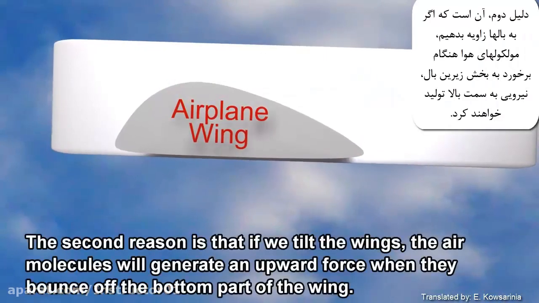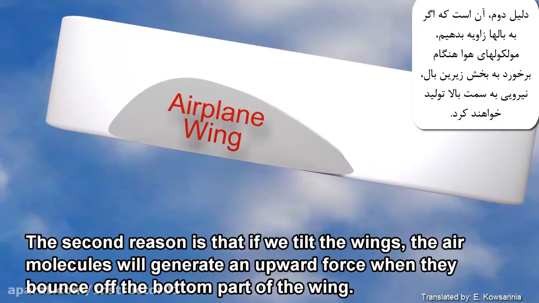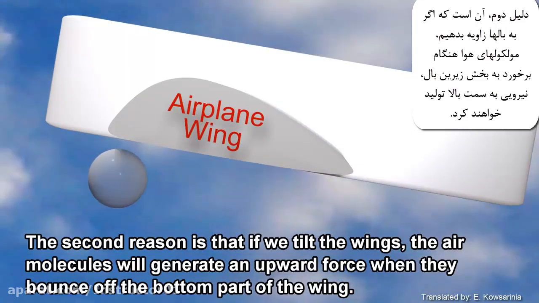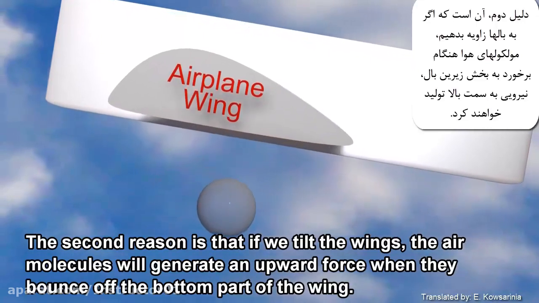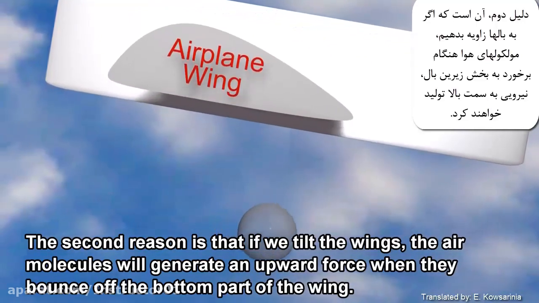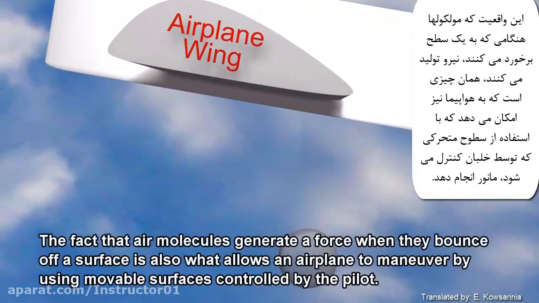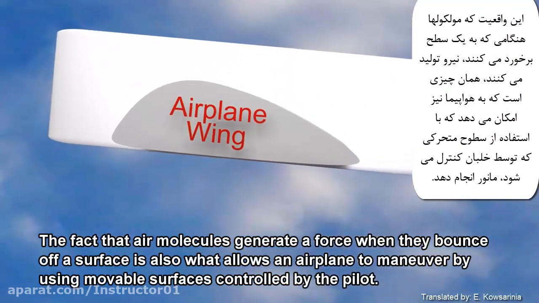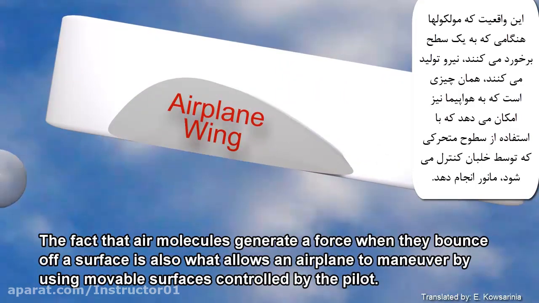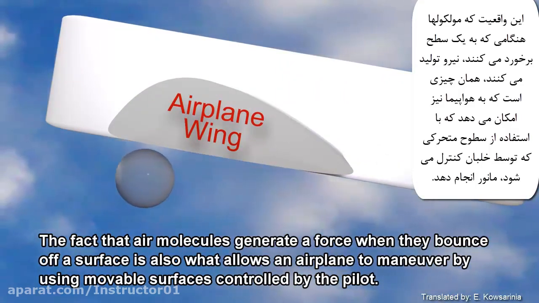The second reason is that if we tilt the wings, the air molecules will generate an upward force when they bounce off the bottom part of the wing. The fact that air molecules generate a force when they bounce off a surface is also what allows an airplane to maneuver by using movable surfaces controlled by the pilot.